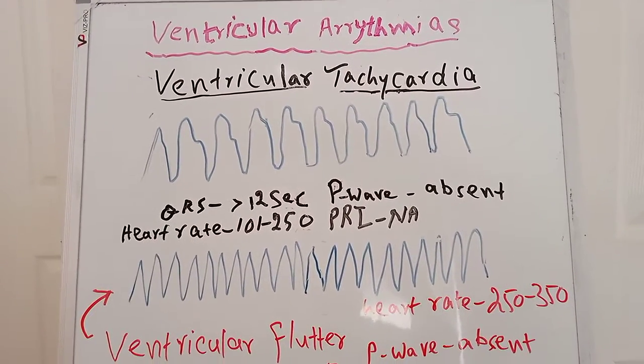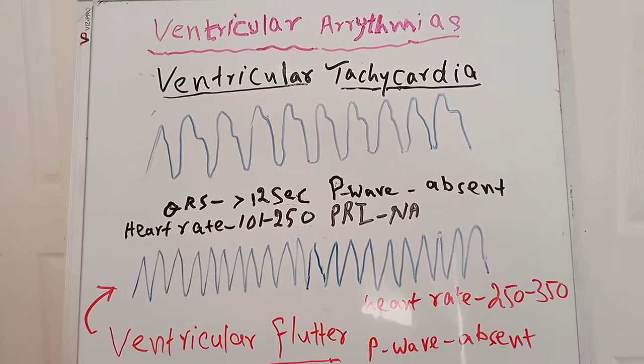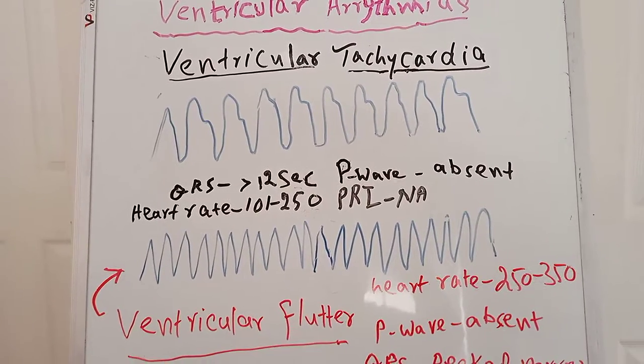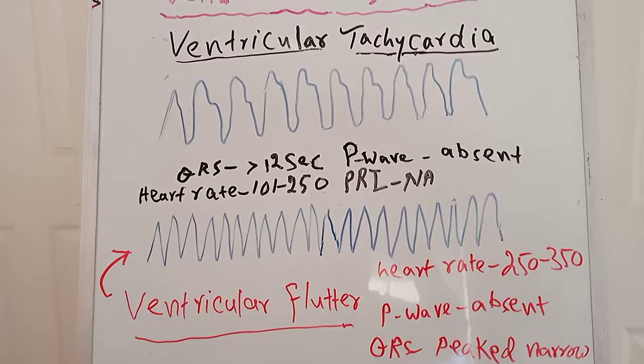Today I am going to discuss, in brief, ventricular arrhythmias. I will touch on three types: ventricular tachycardia, ventricular flutter, and ventricular fibrillation.